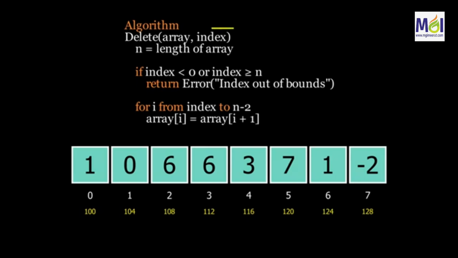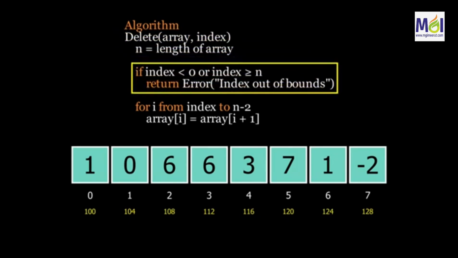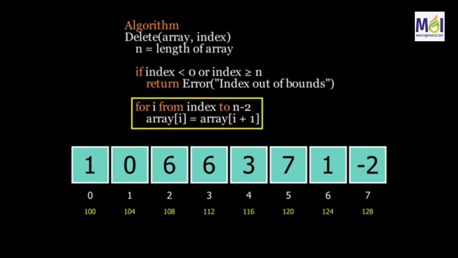So here we have a delete function with array and index to be deleted as the parameters. Now n is the length of the array, and then there is a condition that if index is less than 0 or index is greater than or equal to n, it will return the index out of bound error. Now the next line of code is a loop that runs from index to n minus 2, and this piece of code essentially shifts all the elements that are right of the index one element left, effectively overriding the target element. Now let's see this visually.